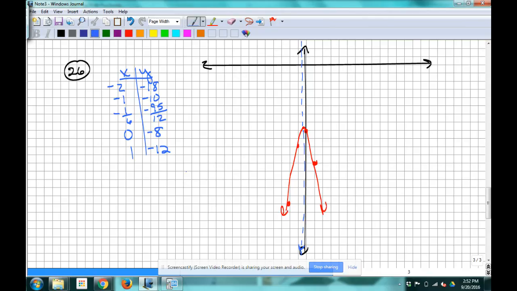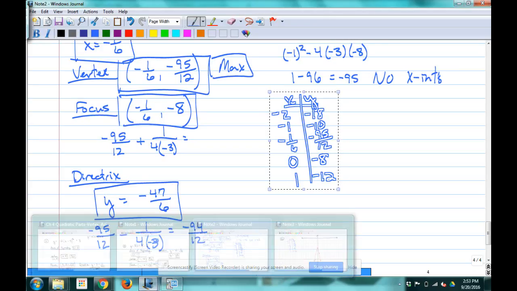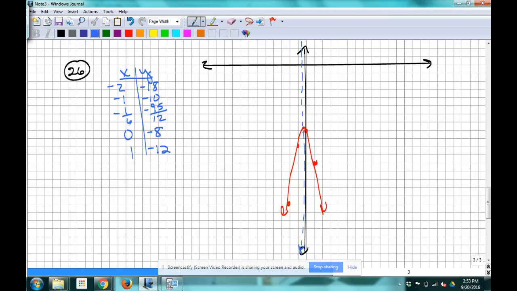And then the focus was at negative 1/6, negative 8. And the directrix was at almost negative 8, right there. The directrix is right just shy of the vertex. Oops, the ruler. Okay. So there's the graph. Number 26.